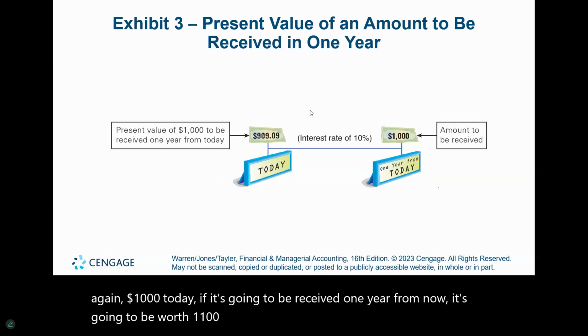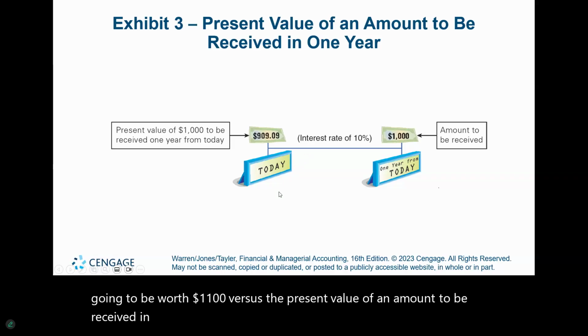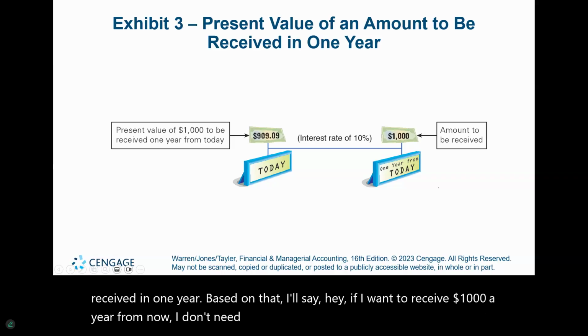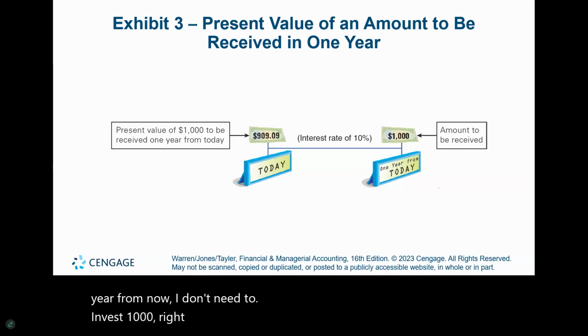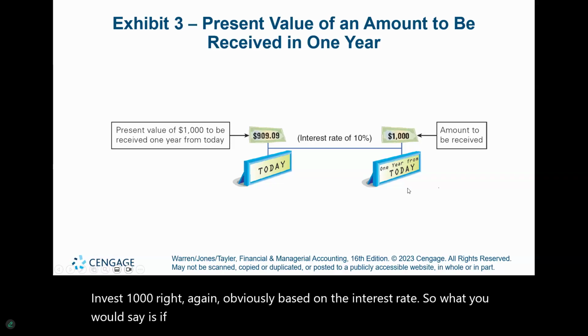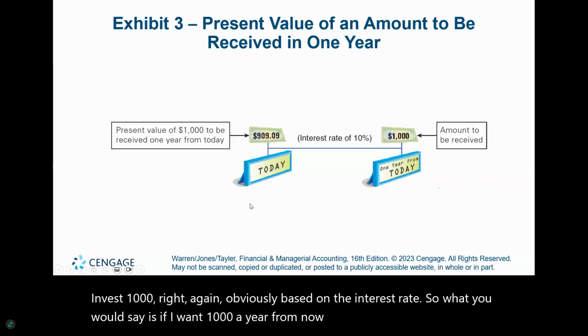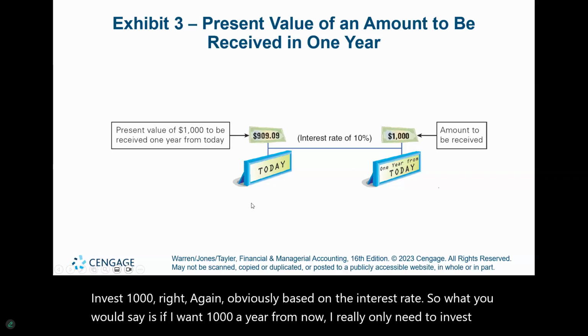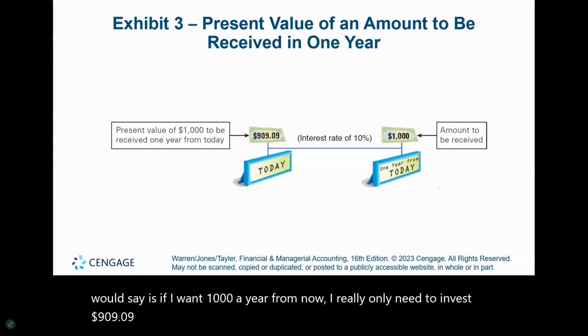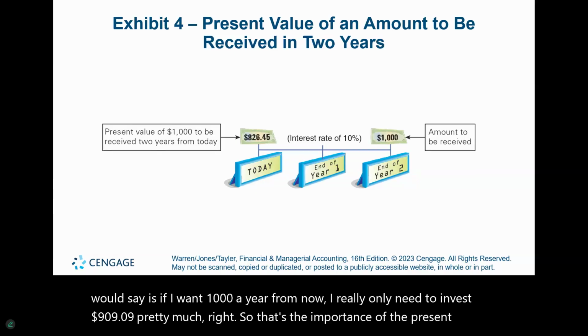$1,100 versus the present value of an amount to be received in 1 year. Based on that, if I want to receive $1,000 a year from now, I don't need to invest $1,000, right? Again, obviously based on the interest rate. So if I want $1,000 a year from now, I really only need to invest $909.09. So that's the importance of the present value and future value.